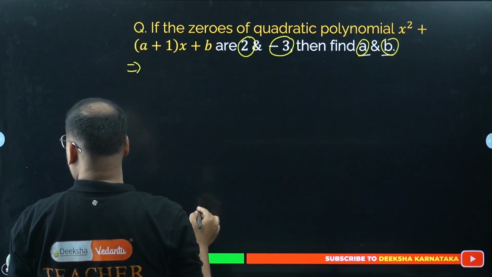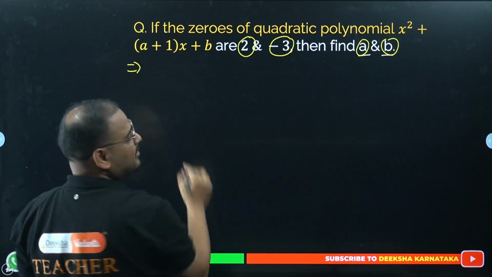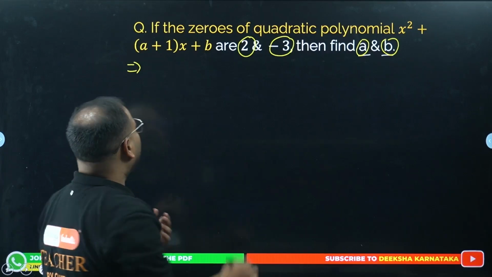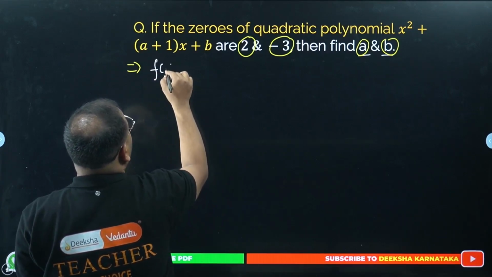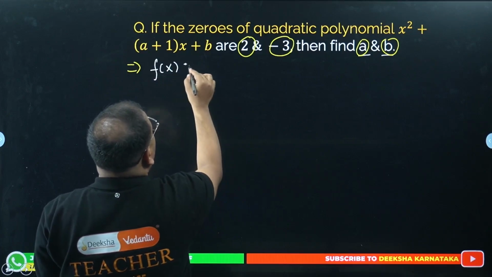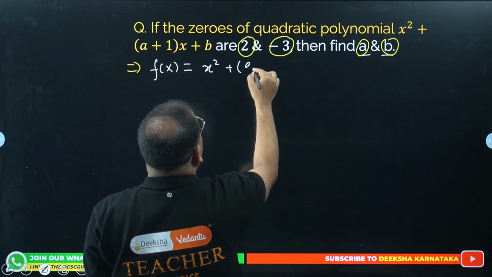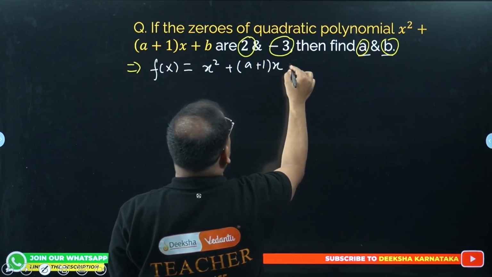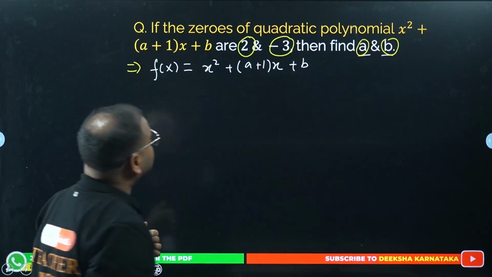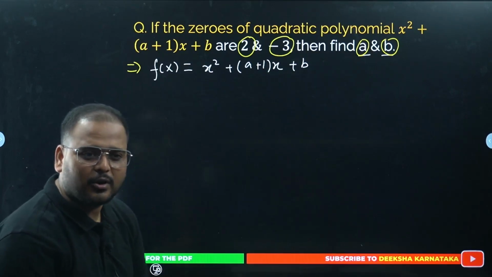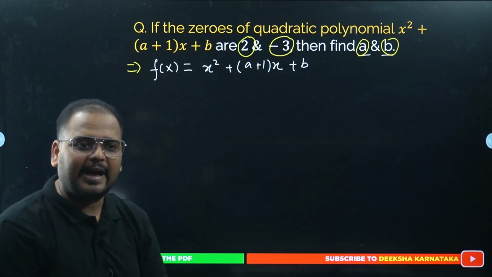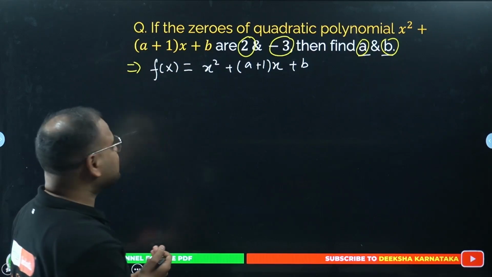It is the polynomial. Let's name it first. Why keep this guy unnamed? So f(x) equals x square plus (a plus 1) times x plus b. Have I missed anything? I do not think so. Signs are all good. x square plus (a plus 1) x plus b.